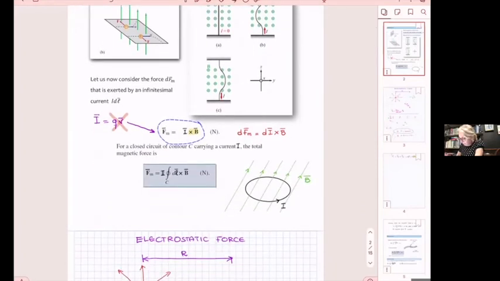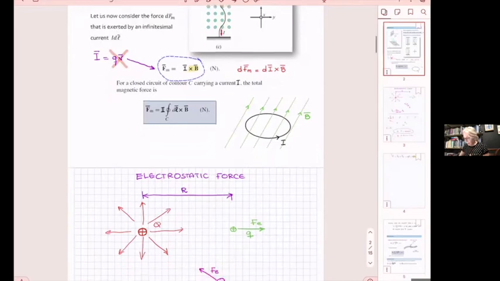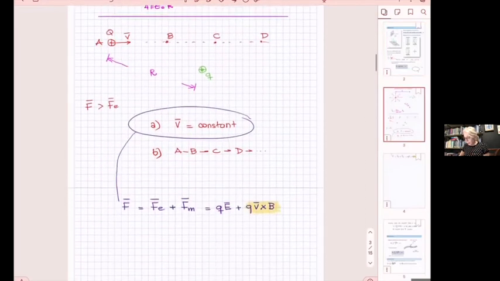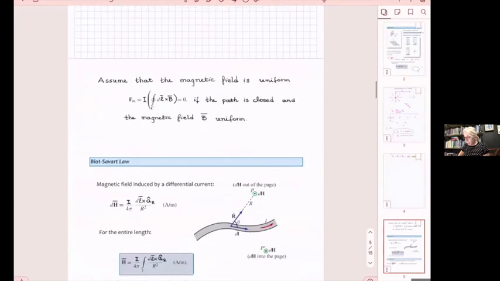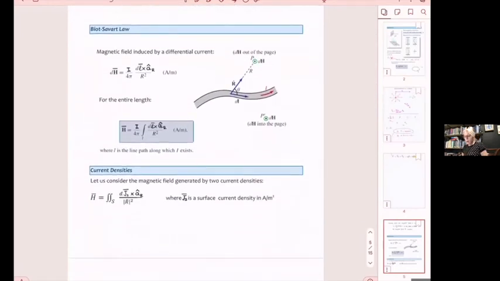Okay, all right. So now, since we have defined the magnetic field, we now have the current, of course, in the closed path, and then there is this integral form of the magnetic force. But what I would like to do for you is to not start with this, but to introduce a couple of laws, like we have the Coulomb law.